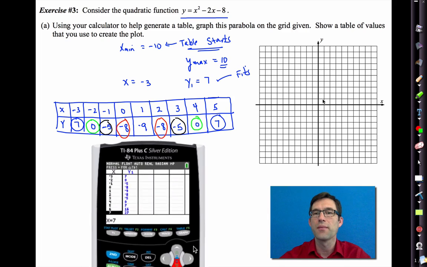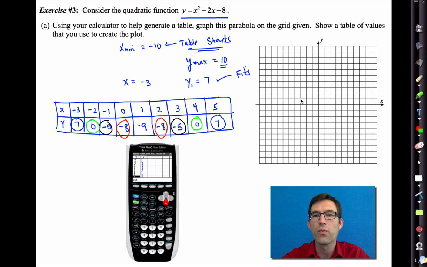But let's start to graph some, okay? 1, 2, 3, 1, 2, 3, 4, 5, 6, 7. Right, there's a point. -2, 0. -1, 1, 2, 3, 4, 5. 0, 6, 7, 8. 5, 6, 7, 8. 1, we're at -9.